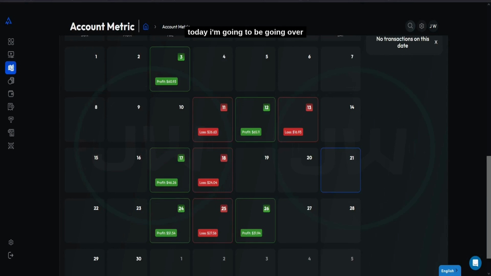Today I'm going to be going over the month of June. So this is a June review on my account, and we're going to go over some things on how we're going to improve going forward into the next month. And the way we're going to do this is we're going to set a plan to maximize our profits without increasing risk. So let's just dive into what we have here.